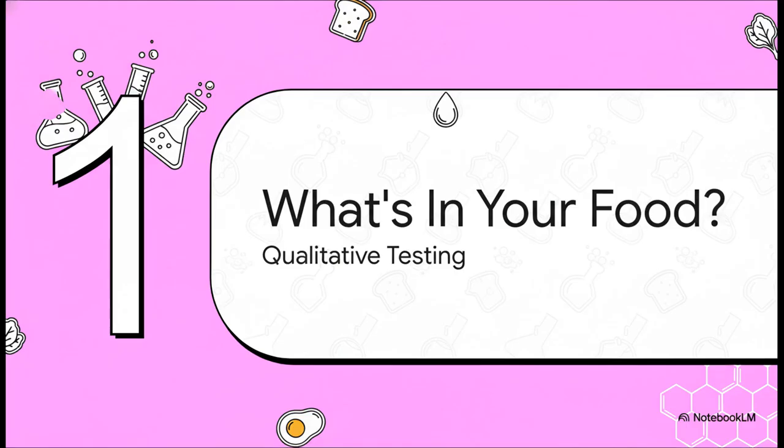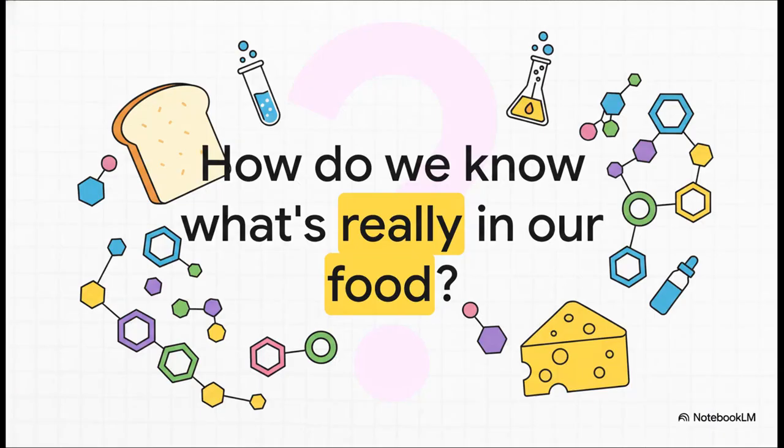Before we get into all the test tubes and chemicals, let's get our heads around the why. What is the big question we're actually trying to answer with this practical? I mean, think about it. A piece of bread or a slice of cheese. It looks pretty simple, right? But on a molecular level, it is packed with all sorts of different biological molecules. So how can we scientifically prove what's in there?